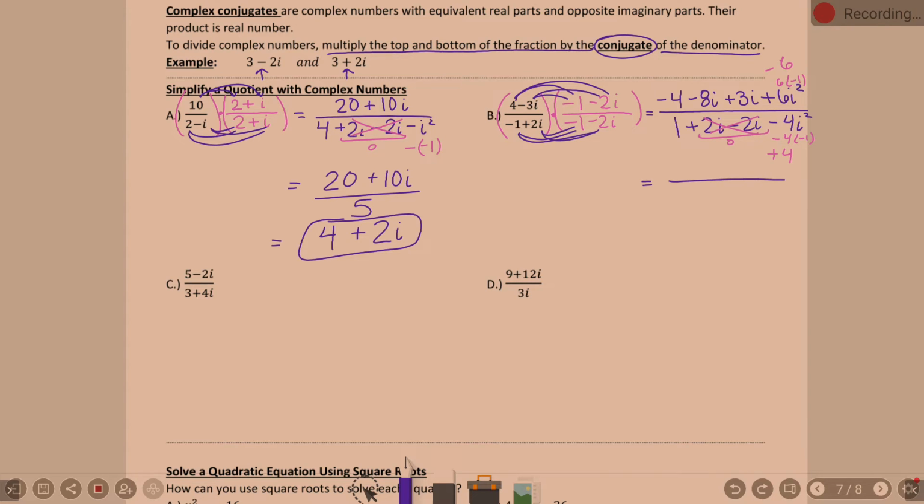Okay, let's see what we have here. On top, what like terms can we clean up here? Negative 4 goes with what? Negative 6. What's negative 4 minus 6? Negative 10. Minus 8i plus 3i, minus 5i. Denominator. 1 and plus 4 is going to be 5.